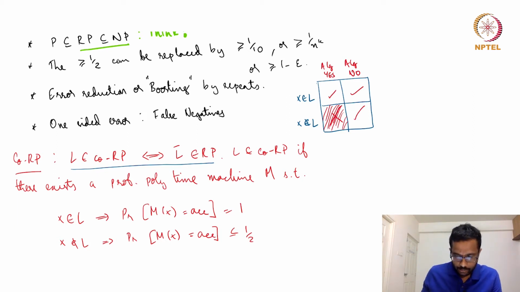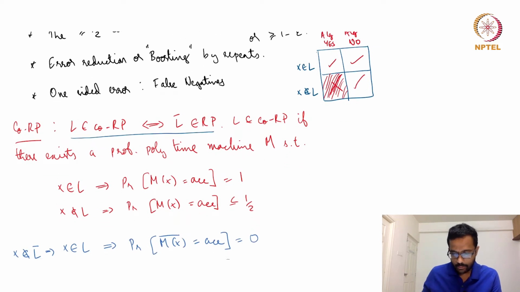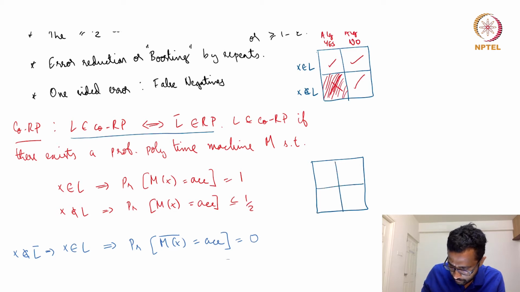Another way to define it, which is equivalent, and you will see why, is that L is in co-RP if there is a probabilistic machine which runs in polynomial time such that whenever X is in the language, it accepts with probability 1, and whenever X is not in the language, it accepts with probability at most half. So maybe over here we have the grid picture for RP. Now let me draw the similar grid for co-RP.